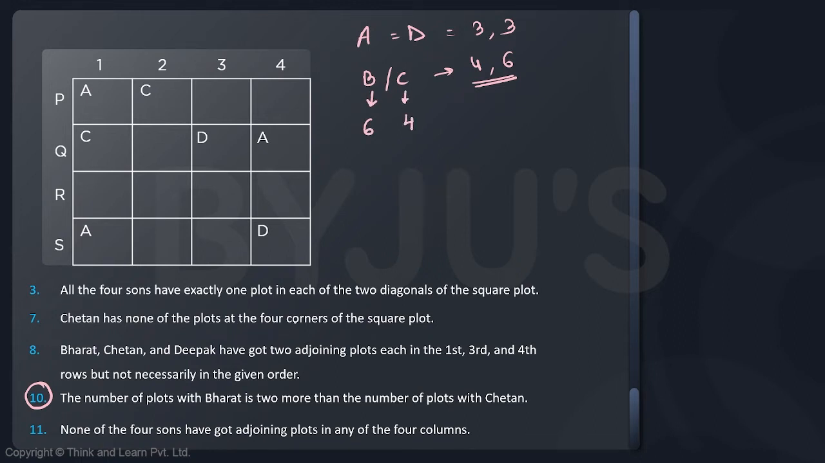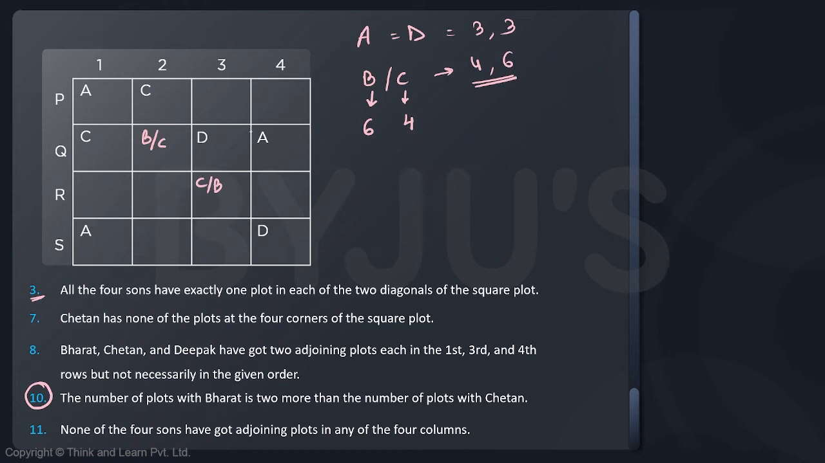So Aman has 3. Deepak is there. So Deepak has 3. Bharat has 6. And Chetan has 4 plots. Till now, we have this much information with us. Now, the third statement says all the 4 sons have exactly 1 plot in each of the 2 diagonals. For example, if I talk about this diagonal, I have A over here, I have D over here, and after that the remaining 2 places must be occupied by B and C, right? The remaining 2 places must be occupied by B and C.